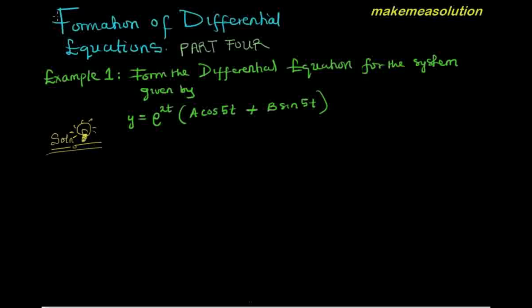Now it's still going to follow the same procedure. As you can see, our y is equal to e^(2t) open brackets a cos 5t plus b sin 5t. So what do you do in this scenario? You differentiate 2 times, right? Okay, very good. But let's see how complicated this one can get. So y is e^(2t) into a cos 5t plus b sin 5t. So this is our equation 1.